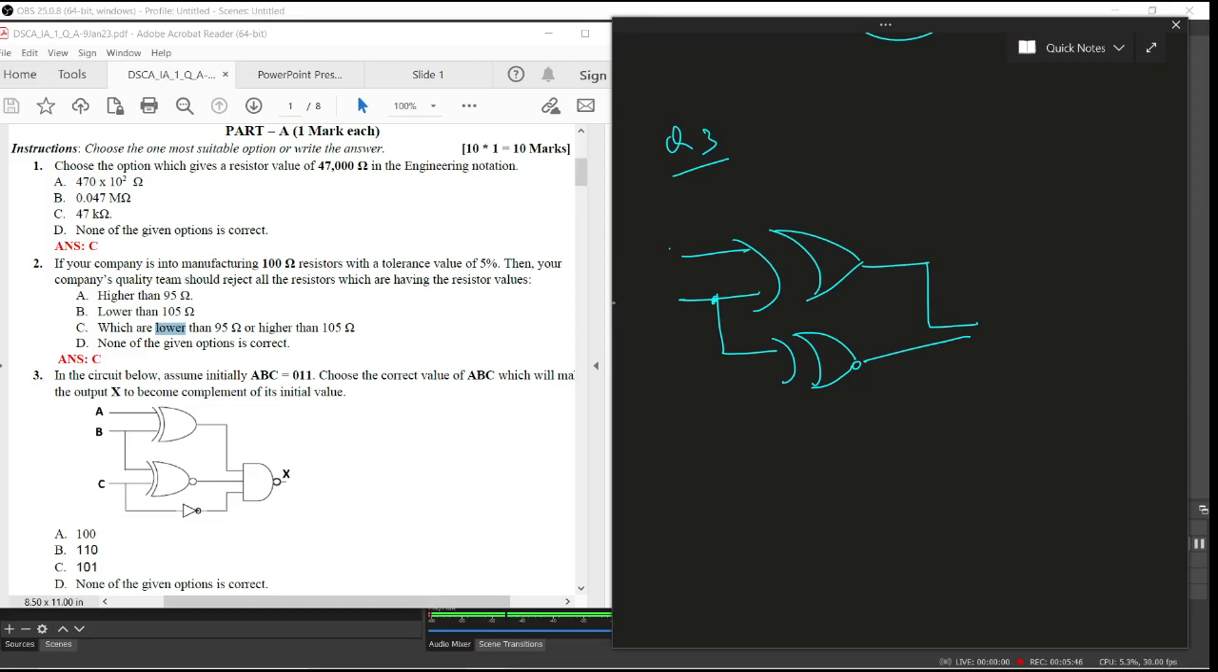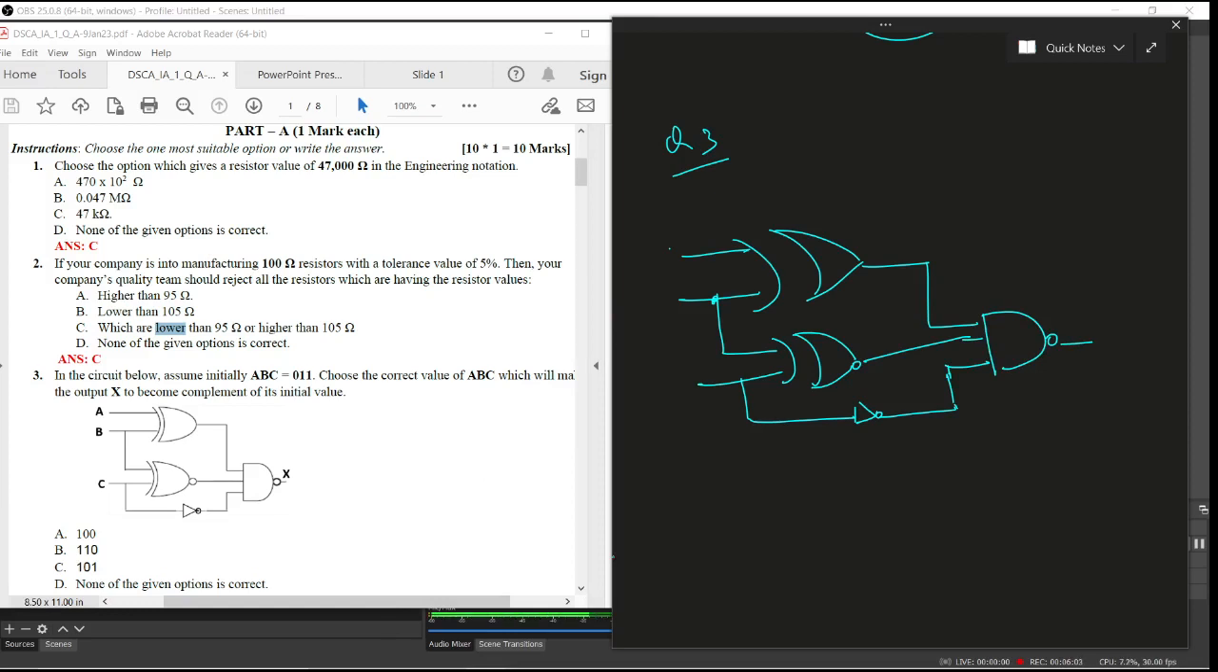Oh, sorry. Okay, it's not a straight line. Sorry about that. Now just let me draw a straight line now. Okay. Now this is a NAND gate.